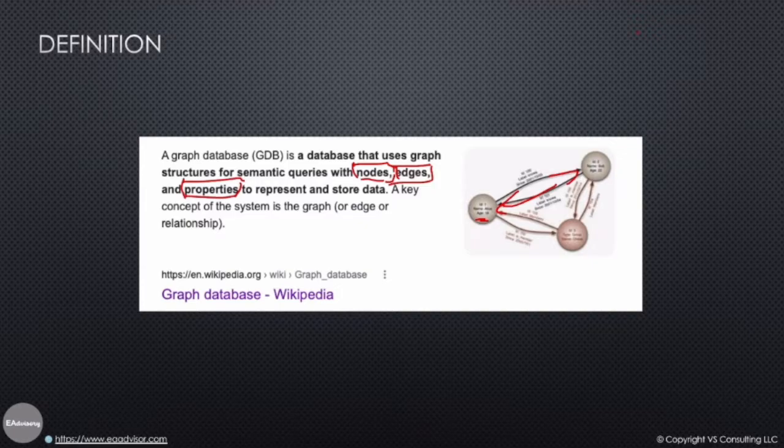The secret sauce really is these arrows, the edges. What makes graph databases different is that they are good at finding information and doing analysis around relationships. So that's key to keep in mind.